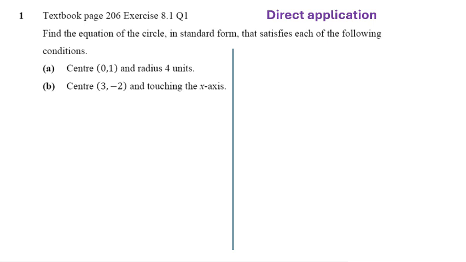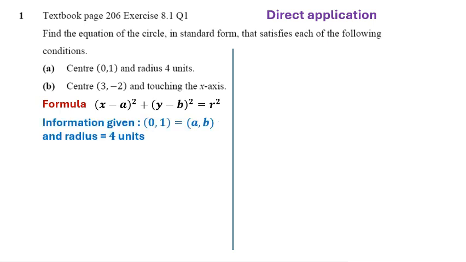So how do we go about doing it? Yes, let's write down the formula. This formula is quite easy to remember. It's derived from the Pythagoras theorem, which is a squared plus b squared equals c squared. Right, so a and b represent the center. So let's write down the information that's given, (0, 1). So you can sub in the value of a to be 0, the value of b to be 1, and the value of r to be 4 units.